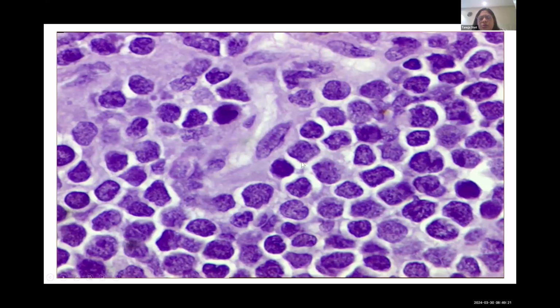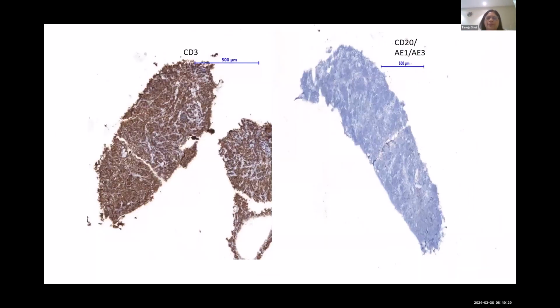This is just to show you the high power. This is your endothelial cell nucleus. This is a little elongated, but the same size. And you can see the very, very finely stippled chromatin, no nucleoli. This is the diagnostic feature of this lymphoma. This is a mediastinal mass.